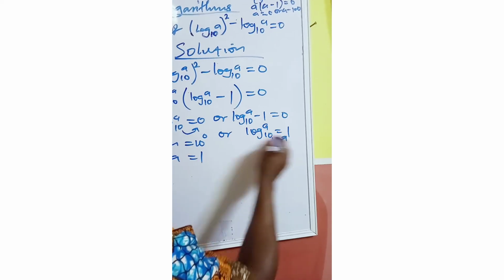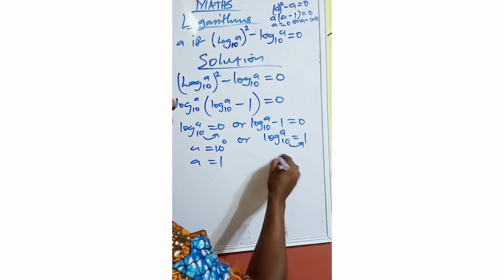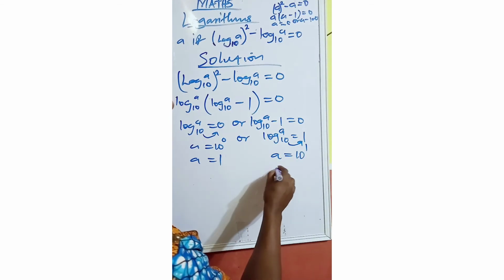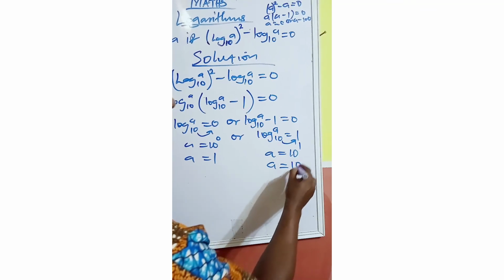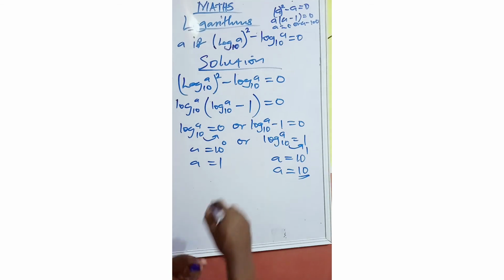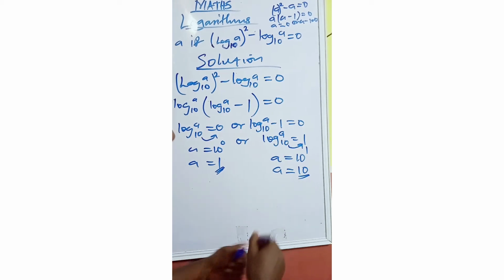Then if the same rule applied here is applied here, we'll have this a left, then we have 10 raised to power 1. Then we are going to have a is equal to 10 raised to power 1, which is the same thing as 10. That's the final answer. The value of a that we have to find is either 1 or 10. Thank you.